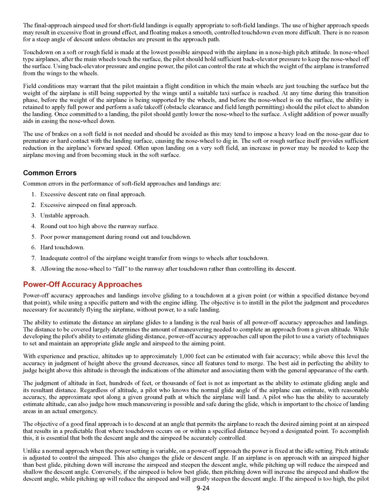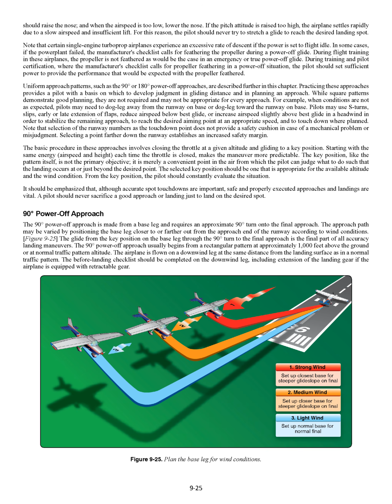If an airplane is on approach with an airspeed higher than best glide, pitching down will increase the airspeed and steepen the descent angle, while pitching up will reduce the airspeed and shallow the descent angle. Conversely, if the airspeed is below best glide, then pitching down will increase the airspeed and shallow the descent angle, while pitching up will reduce the airspeed and will greatly steepen the descent angle. If the airspeed is too high, the pilot should raise the nose, and when the airspeed is too low, lower the nose.